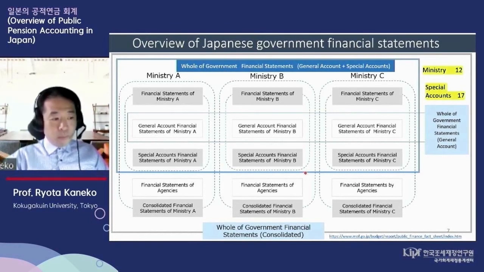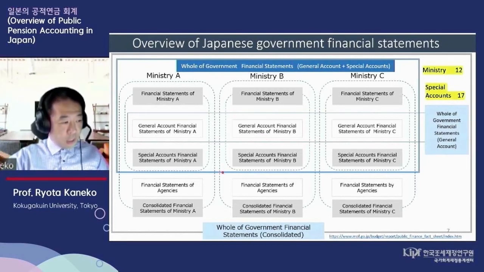The pension special fund's reporting entity is the pension special account. The pension special account has its own financial statements, and it is regulated by the Ministry of Health. So the pension special account's financial statements are combined into the Ministry's financial statements. We have 12 ministries and 17 special accounts, and the pension special account is one of them. After each ministry prepares its financial statements, they are combined into one whole-of-government financial statement. And the pension special account is one of them.